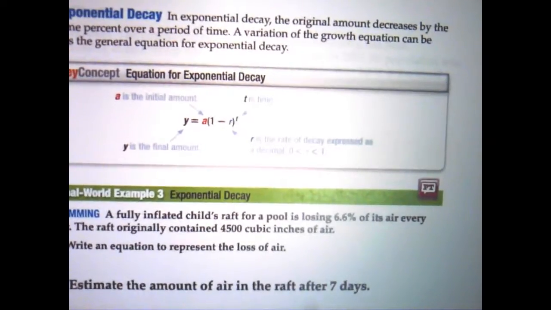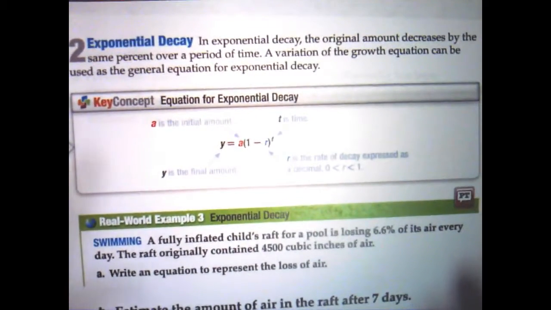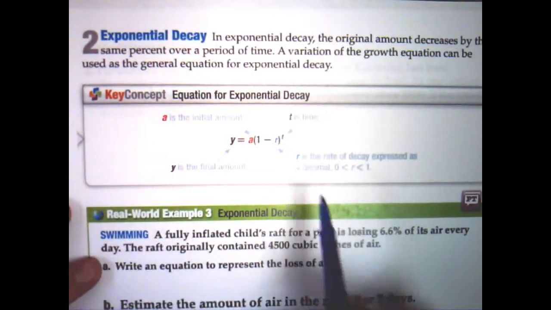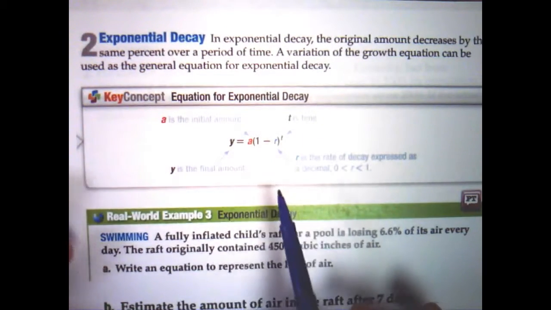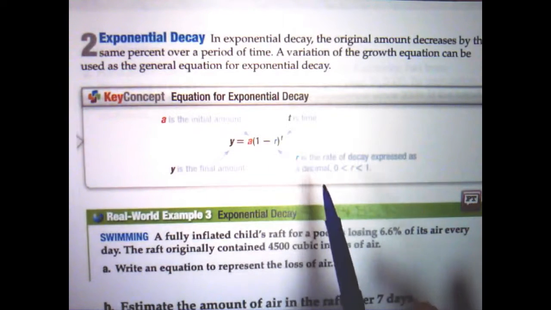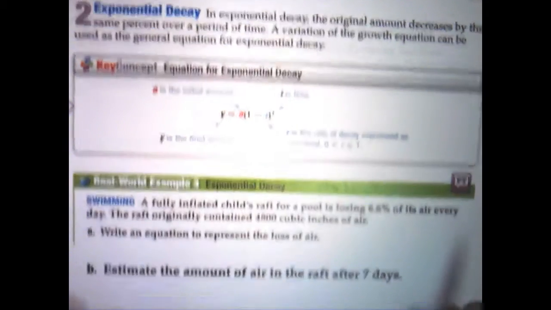All right, the next thing, the last thing we have to talk about here is exponential decay. So exponential growth has to deal with things getting bigger or larger. Exponential decay has to do with them getting smaller. So the equation for exponential decay is essentially the exact same as exponential growth, except now instead of adding in the middle, we are subtracting. So y is still your final amount, a is the initial amount, 1 is a constant, r is your rate expressed as a decimal, and t is time. So take a look at example number 3.